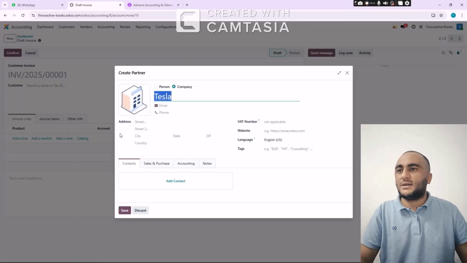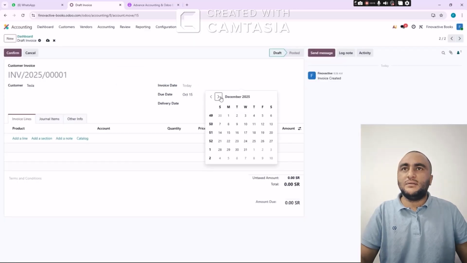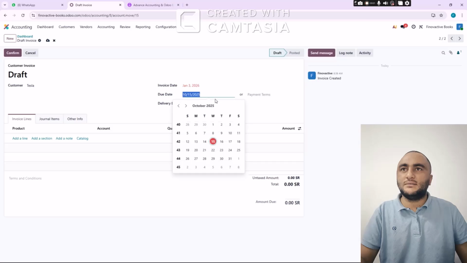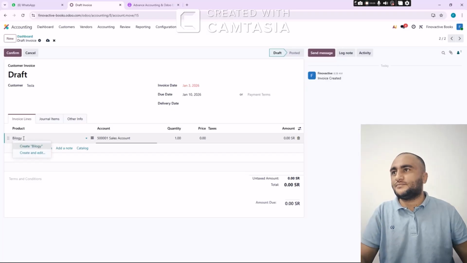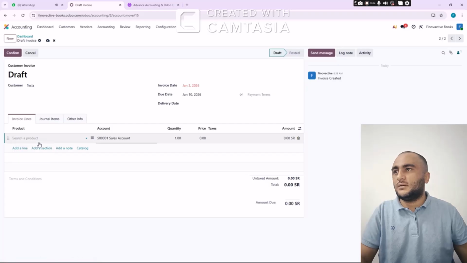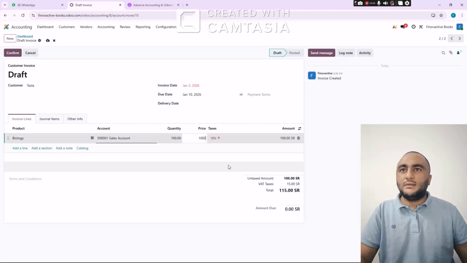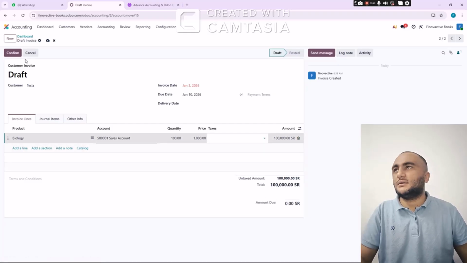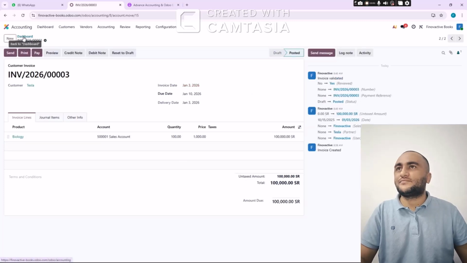Tesla is our third customer. The date would be the same as in the first two cases. The product is biology. Sorry, I was writing it. 100 in quantities, 1000 in price, making a total of 100,000. Confirm. And this is our third invoice.